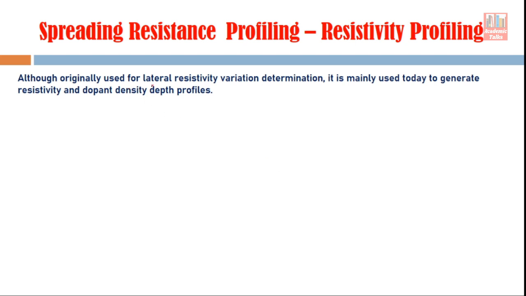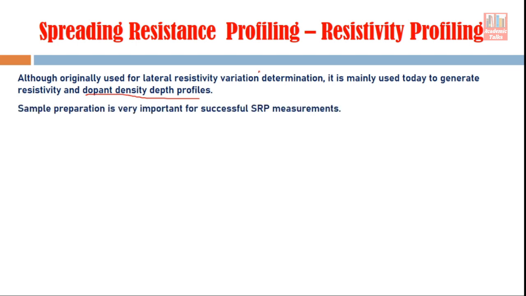Originally, the lateral resistivity variation determination was done with the help of spreading resistance profiling, and it is mainly used today to generate resistivity and dopant density depth profiles. I told you that from the resistivity profile we can generate the doping or dopant density profile, and the spreading resistance profiling (SRP) technique is widely used for that. The sample preparation is a very typical process for this SRP measurement. SRP means spreading resistance profiling.